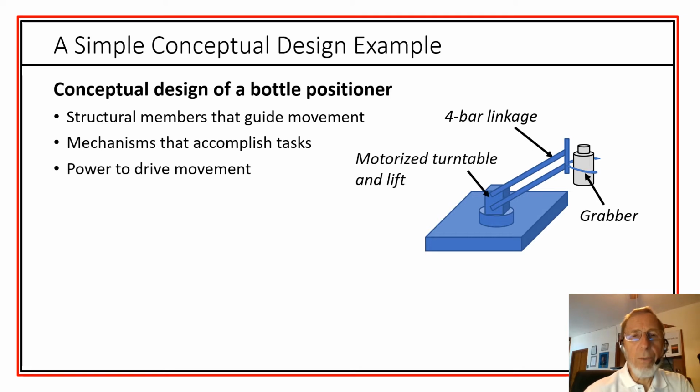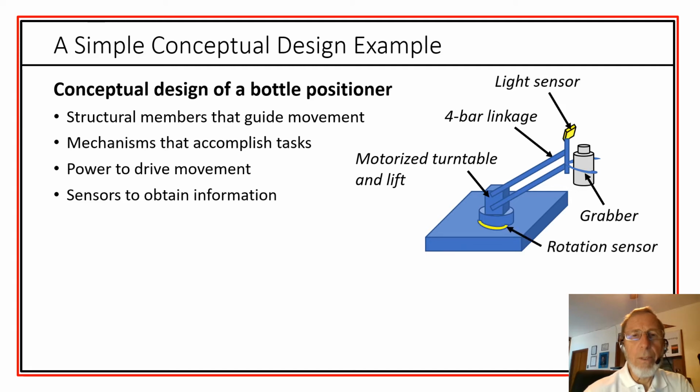Mention of the power that's going to be required, and here we see that we have motorized turntable and lift that require power. And sensors that would be part of the overall solution. Sensors here are used to monitor rotation of the turntable and also to detect whether or not we have a bottle in the grabber.